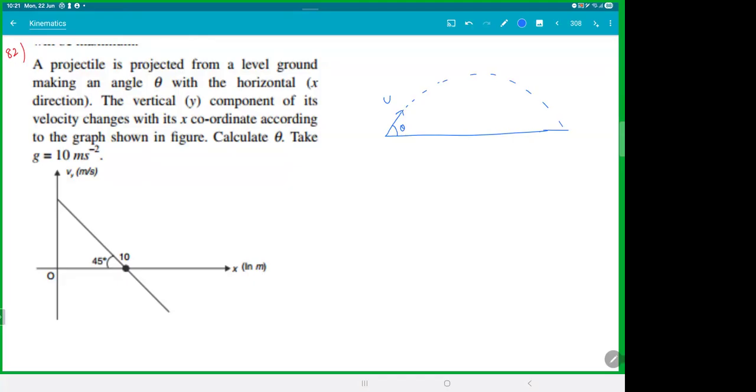The vertical component y of the velocity. So he is talking about Vy. The graph is not clear, but this is actually Vy. And he said this is 10 and this is 45. So great, this thing is also 10 meters per second. We can see that from the graph. So indirectly, you were given u sin theta, which is your Vy, is 10 meters per second. Perfect. And look at this point here. At this point, your Vy is 0, where x is equal to 10. Where is Vy 0? At the h max.